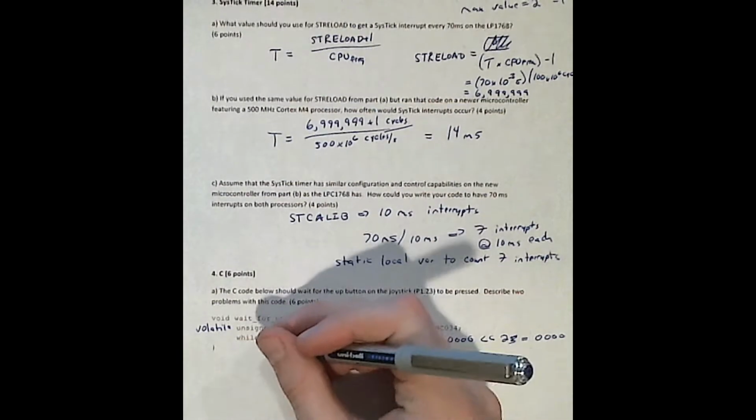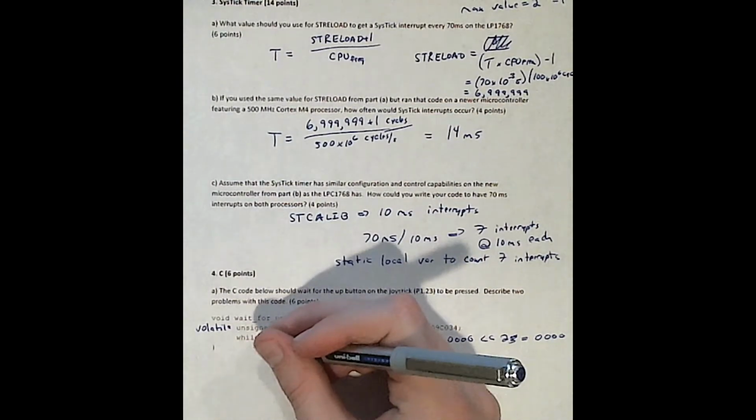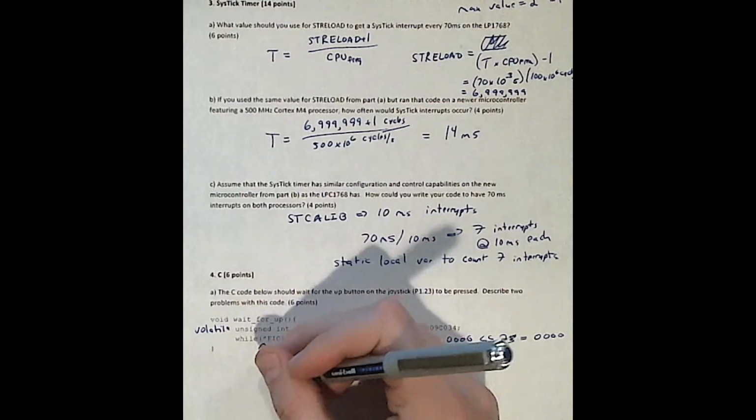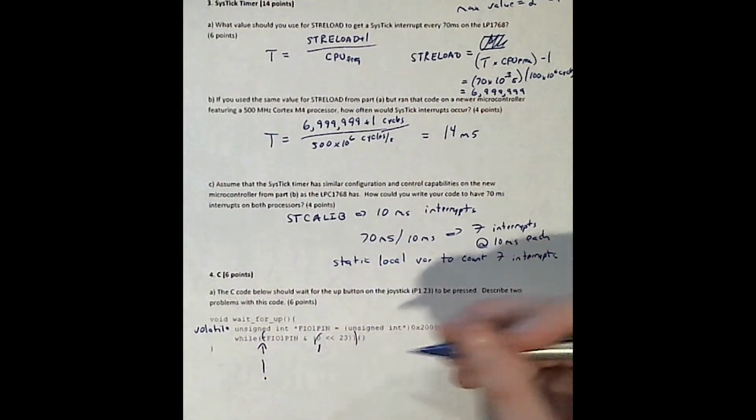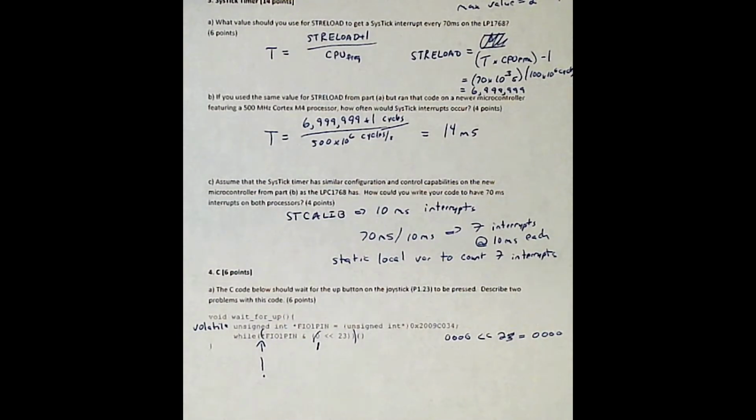No, that is the other problem. Yeah, that's right. And that is that we need to insert a not here. And we need to have this wrapped up in another set of parentheses to ensure that we are flipping this condition, because while it is 1, we want to continue waiting. We want to exit that loop whenever it becomes 0. So that's it for that one.